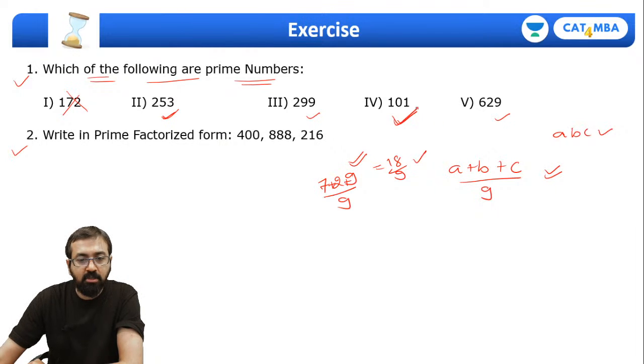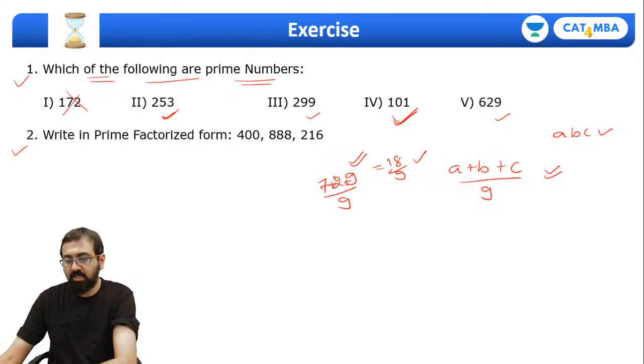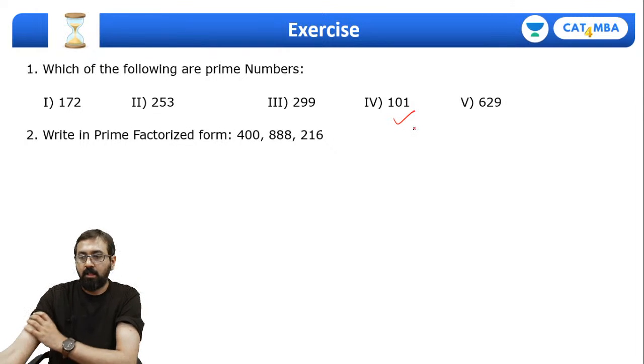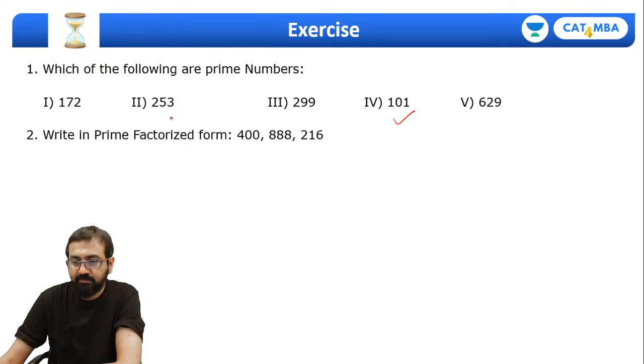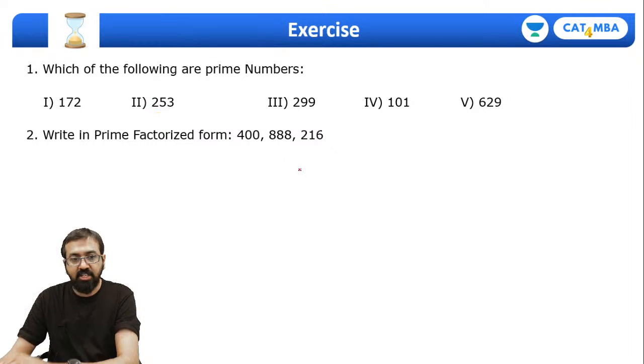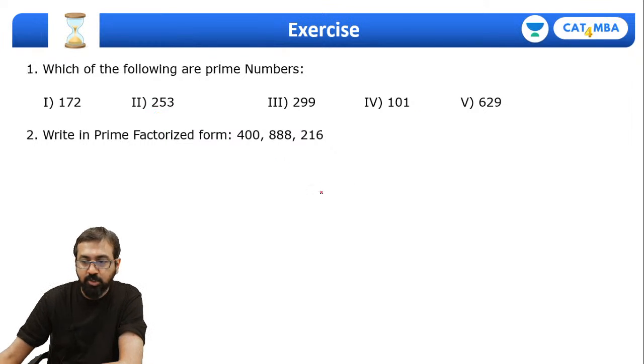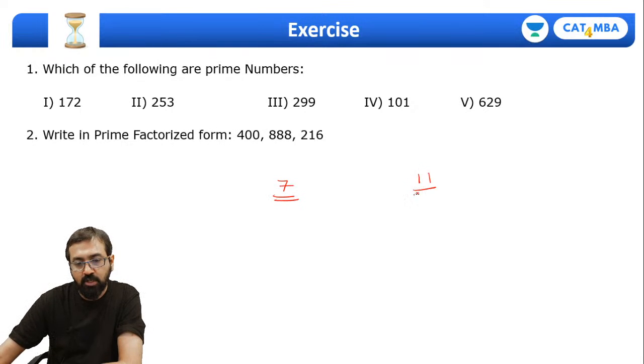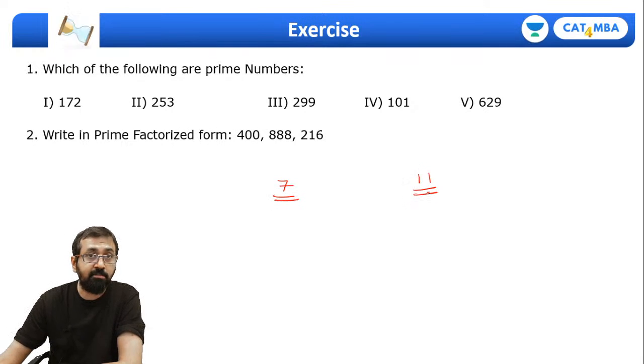101 is a prime number, right? So 101 is a prime number. What about the others? 253, is it prime? No, Arunima, it's not a prime number. It's divisible by 11. In fact, guys, we didn't discuss the divisibility test for 7 and 11. So please pause. Let me explain the divisibility test for 7 and the divisibility test for 11, because these are very important. We missed that. So just pay attention here.